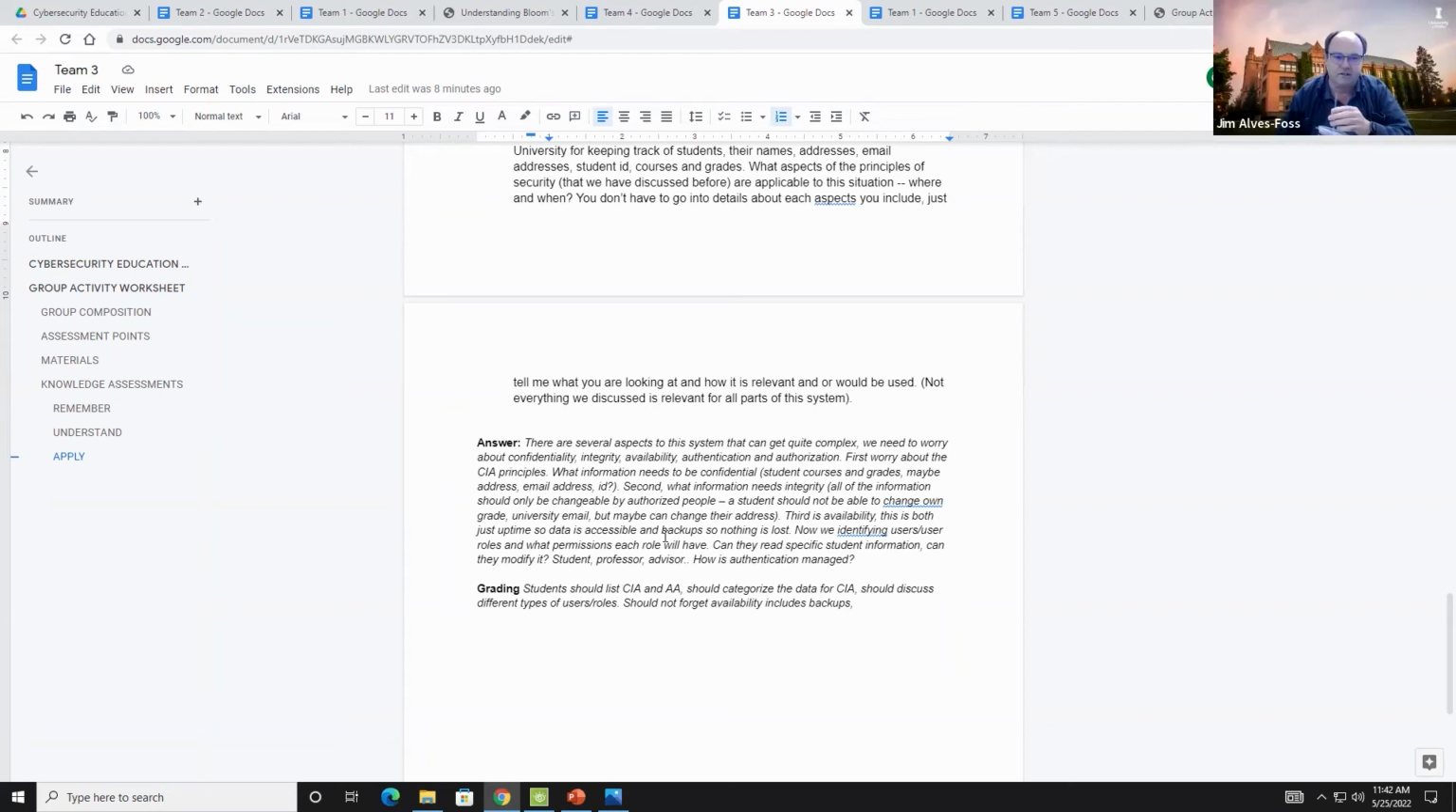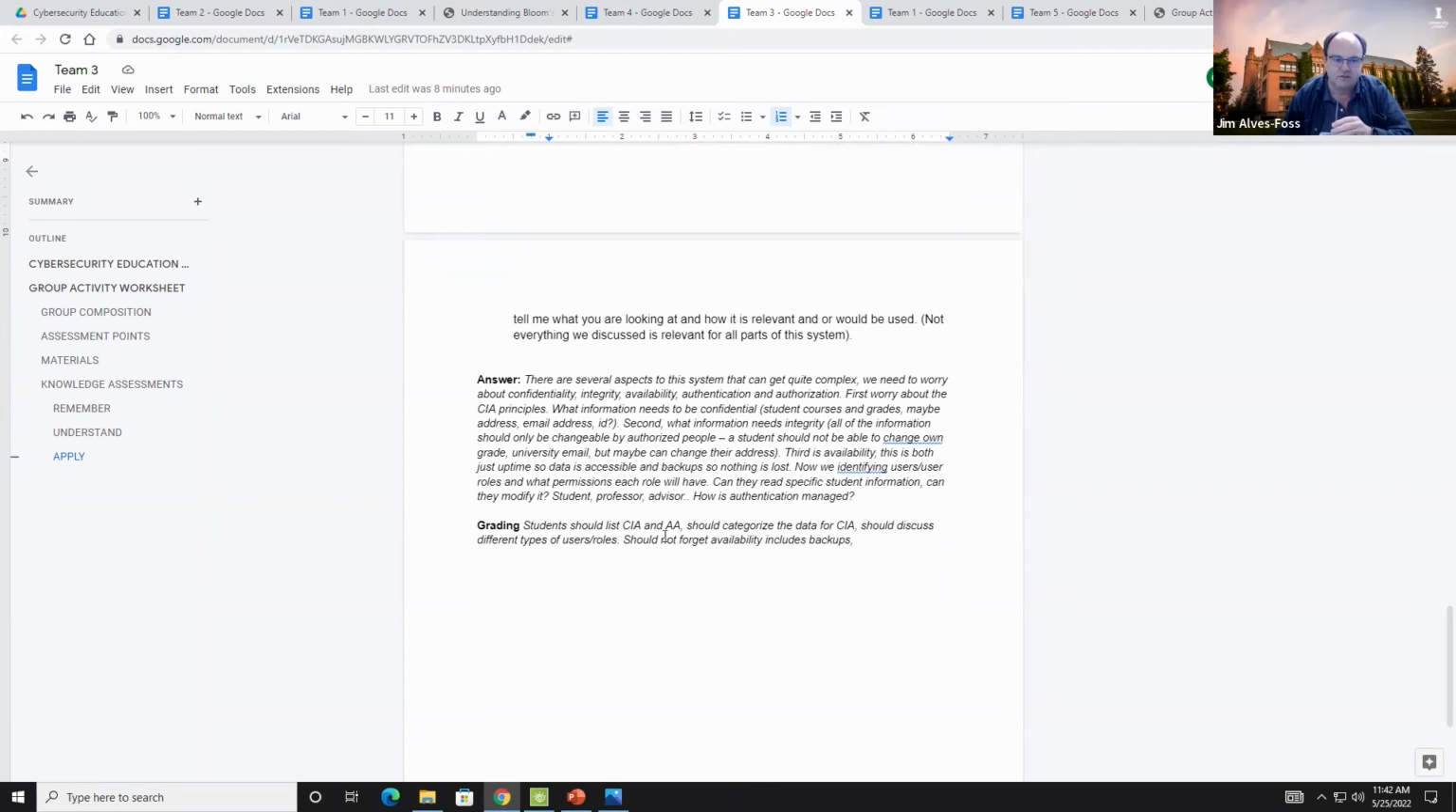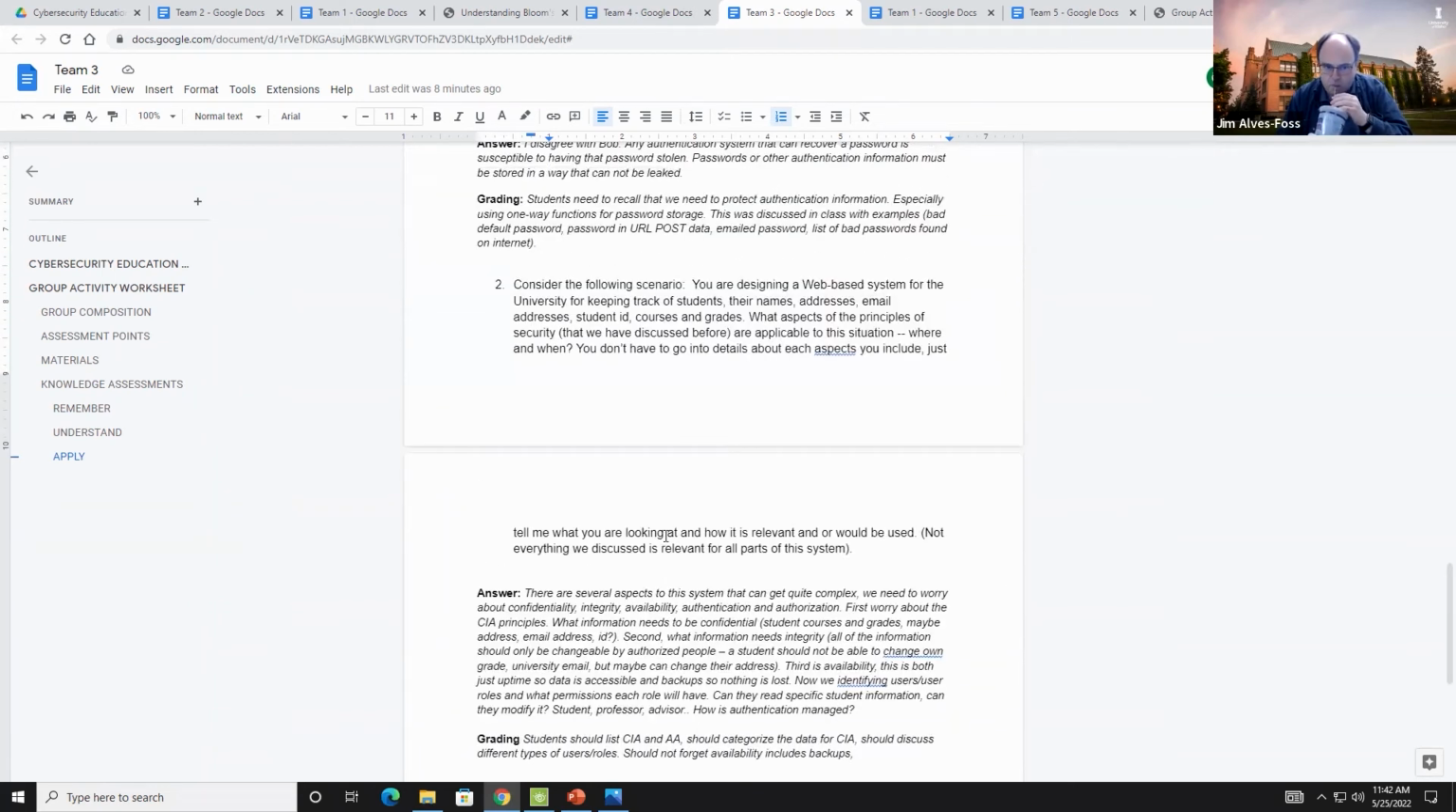Go up a little. There's the next question, number 2. You're designing a web-based system for the university for keeping track of students, their names, addresses, email addresses, student ID, course, and grades. What aspects of the principles of security are applicable to this situation? You have to identify what's applicable. You are right.